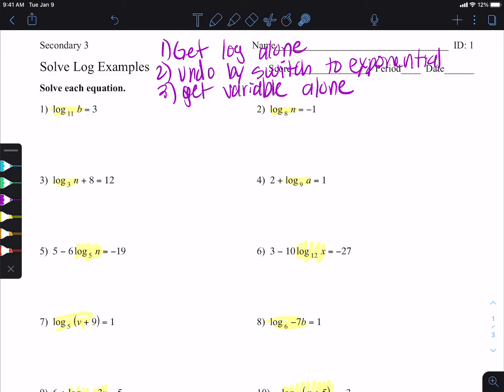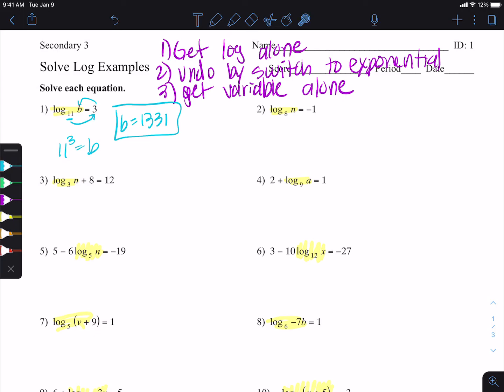Okay? So on this first one, we have nothing outside the log, no adding, subtracting, no multiplying, dividing. So the first step that I need to do is undo the log. Well, we undo the log by switching to exponential. When you switch to exponential, you start with the base. The base is 11, so I'm going to do 11, hop to the other side, which is to the third, hop back, which equals b. And then you can just use your calculator and do 11 to the third, which gives you 1331. So b is 1331.